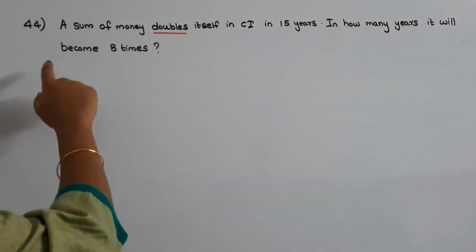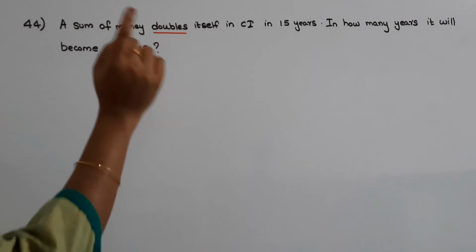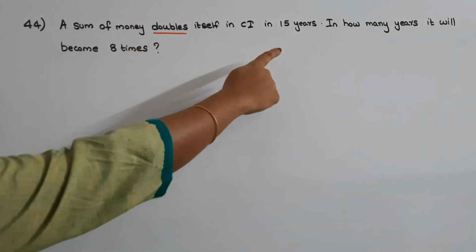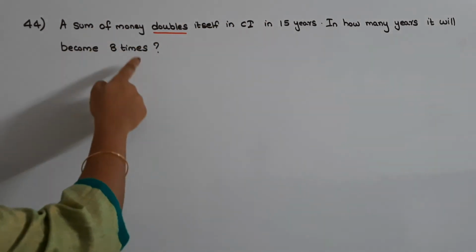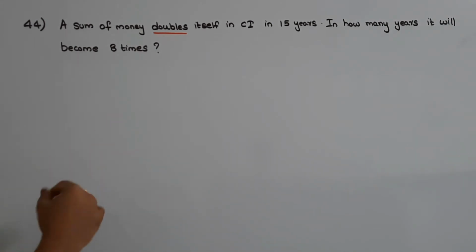In how many years will it become 8 times? In this question, they are telling us that a particular amount becomes double in 15 years, and we need to find in how many years it will become 8 times. This is similar to the previous question. Let us see how we can solve this by the shortcut method.